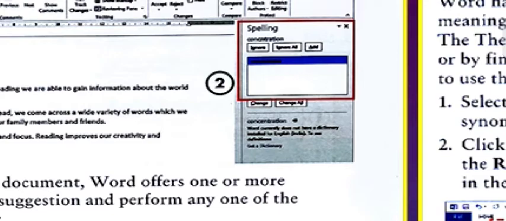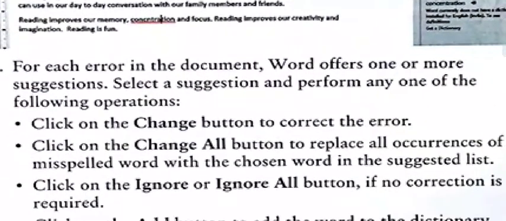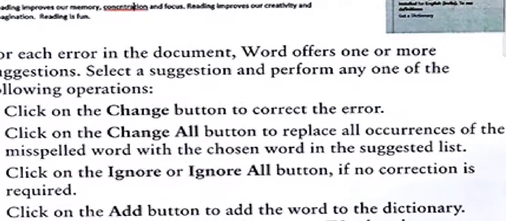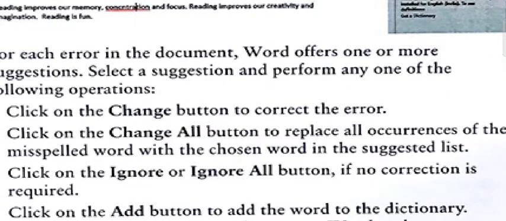Click on the change button to correct the error, or click on the change all button to replace all occurrences of the misspelled word with the chosen word in the suggested list. Okay, if we only click on the change button, then one word will be rectified. If we click on the change all button, all the occurrences of the misspelled word are replaced with the chosen word in the suggestion list.